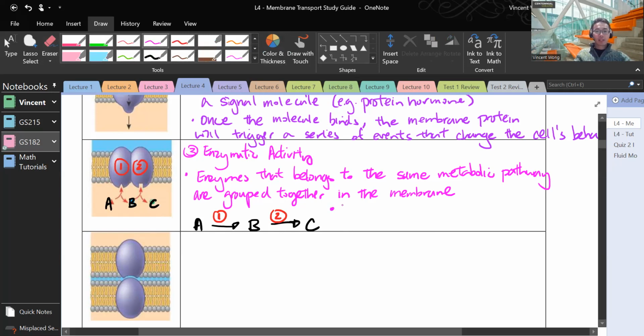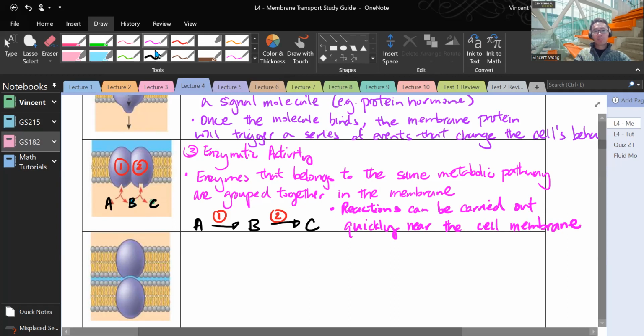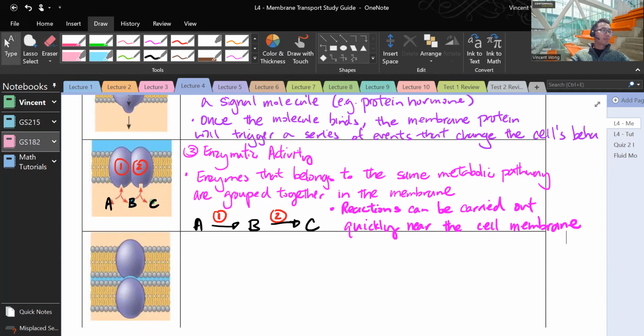Okay, so this way, reactions can be carried out quickly near the cell membrane. There are several reactions related to immunity, for example, that need to take place quickly near the surface of the cell. Okay, but that would be like one example of it. All right.